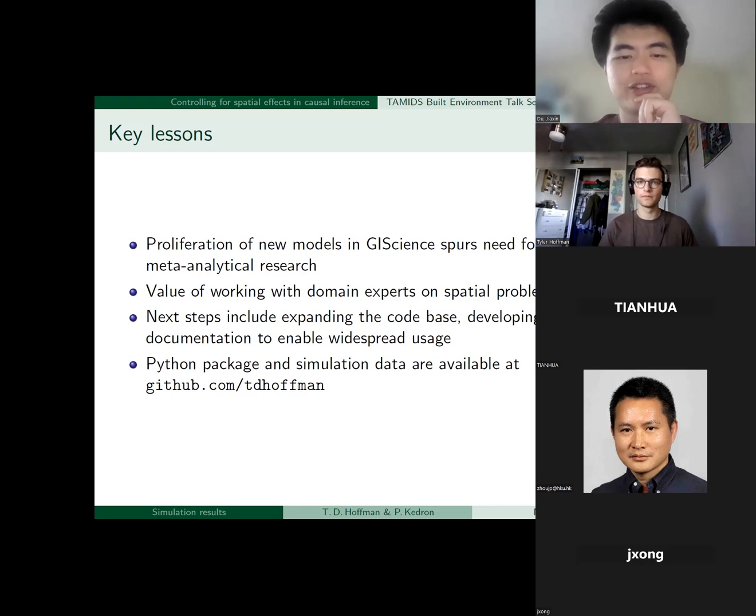I have some questions. So you talk about spatial confounding. You have the CAR model and the OLS model. What's the hypothesis difference for those two models?